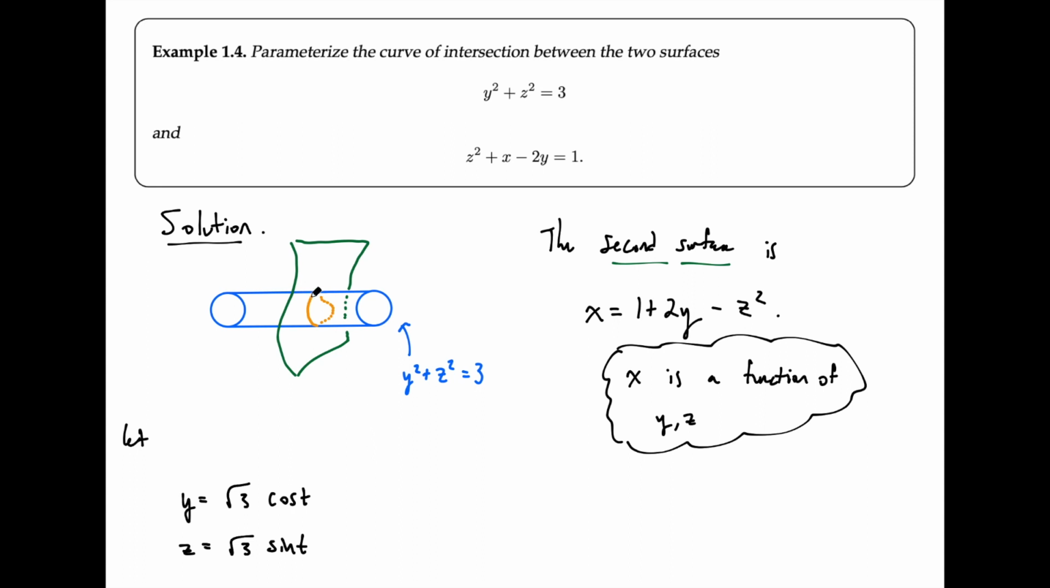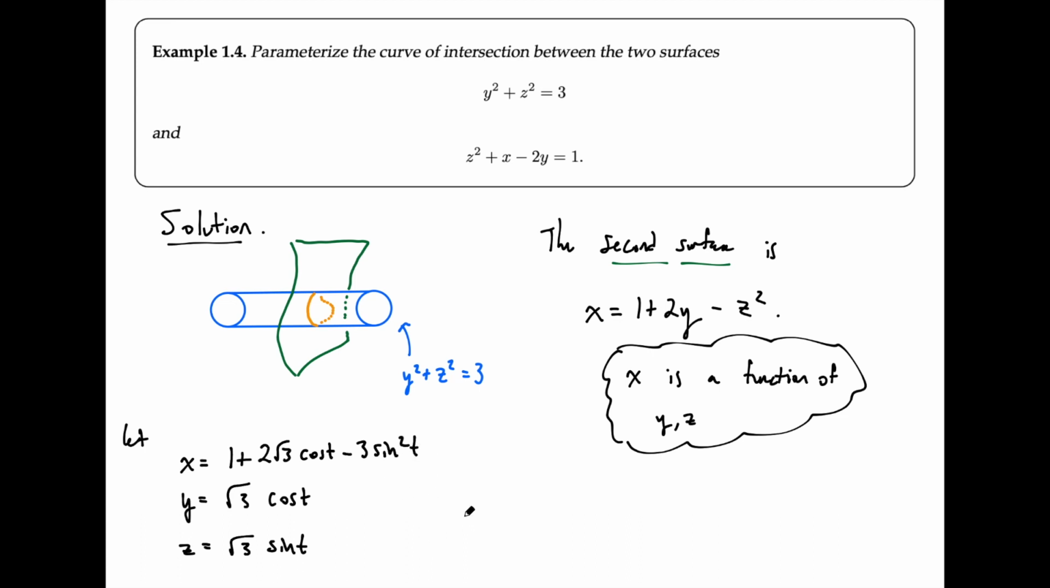Now, this curve is sitting in 3 dimensions, so we still need to pick an x component. But now that we've decided what y and z are using this first equation, we don't have a choice. X, to lie on this intersection, has to satisfy x equals 1 plus 2y minus z squared. We've called y and z something already, so we don't have a choice. X has to be this thing. So x has to be 1 plus 2 times y minus z squared, which is 1 plus 2 root 3 cosine t minus 3 sine squared t.